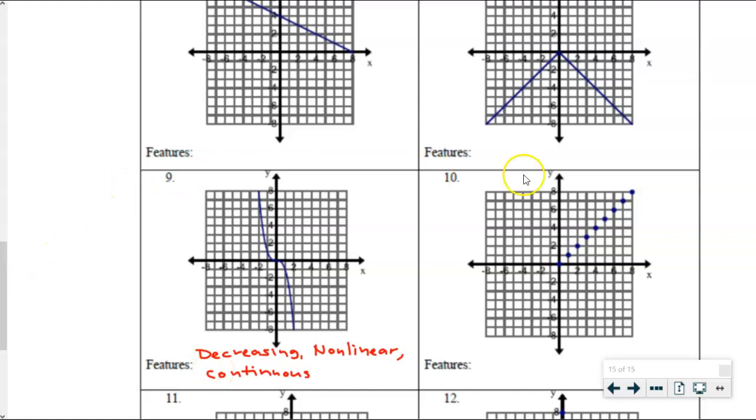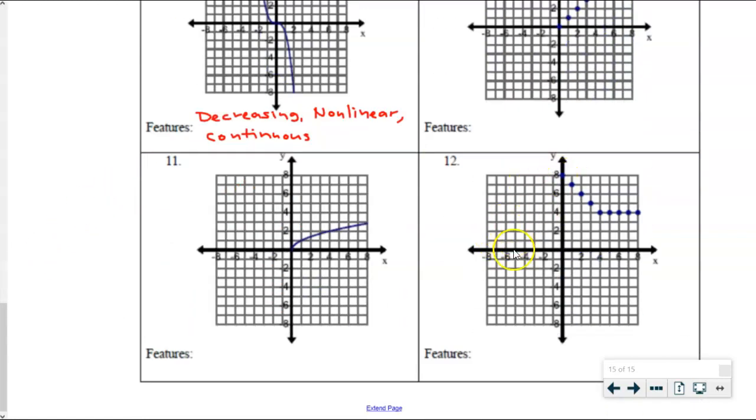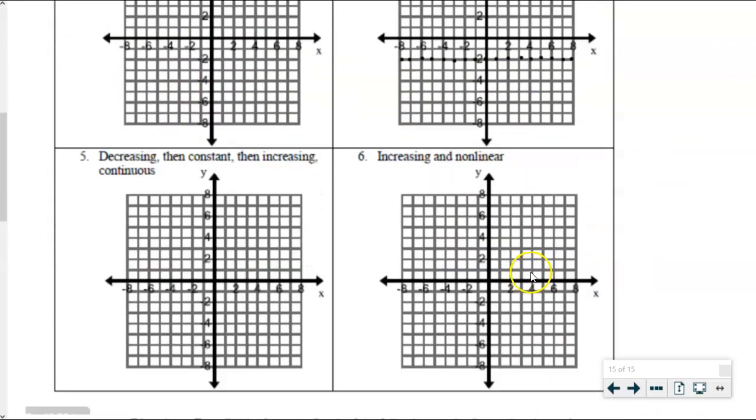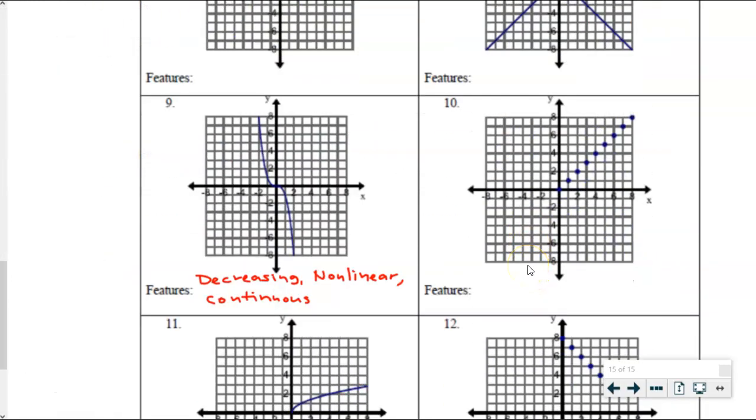That is it for today's lesson. Anything not finished in class on this homework section is going to be homework, so not too many problems. A total of 12, some of them we've already done in class.